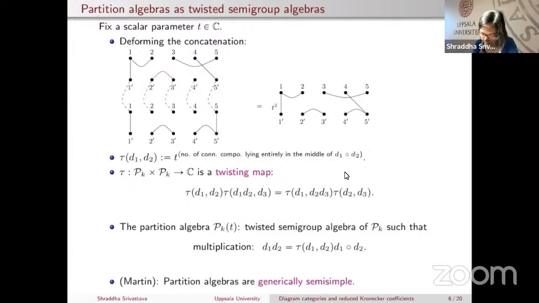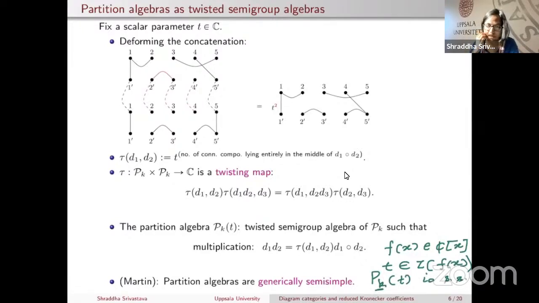Specifically, there exists a polynomial in one variable such that if we choose our parameter outside the zero set of this polynomial, then the partition algebra P_k, where k is fixed, is semi-simple. And in fact, in the case of the partition algebra, this polynomial can be given explicitly. So the deformation becomes semi-simple except for only finitely many values of the parameter.